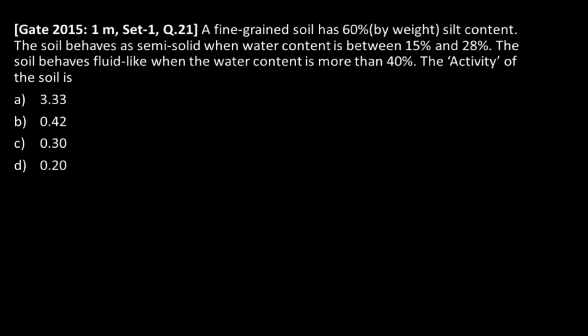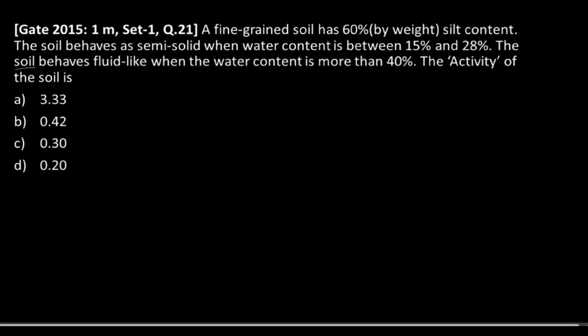Observe this question carefully. They have given all the data as indirect. First point, soil behaves fluid-like when the water content is more than 40 percentage, which means soil will be like a fluid when the water content is more than 40 percentage. This defines the liquid limit of the soil as 40 percentage.